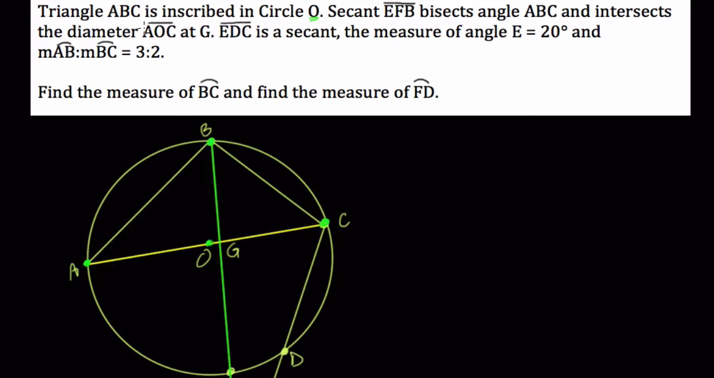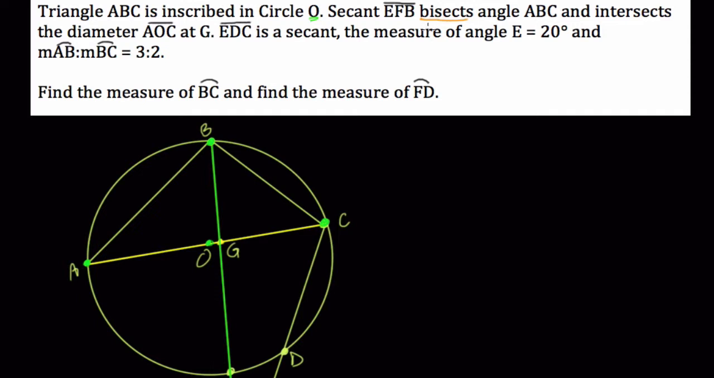We know that here in the next line they say that secant EFB bisects angle ABC and intersects the diameter AOC at G, right? So it's not going through the center, by the way, right? The secant does not cross the center. But they're telling us that AOC is a diameter. So that means that triangle that we're talking about is a right triangle, and that this angle right here, ABC, is a right angle.